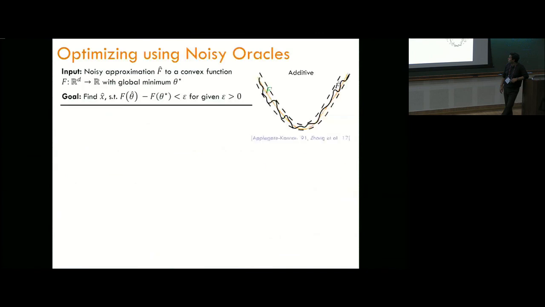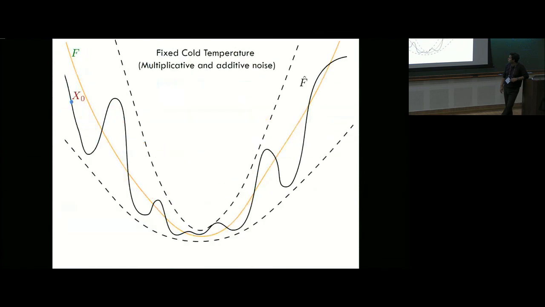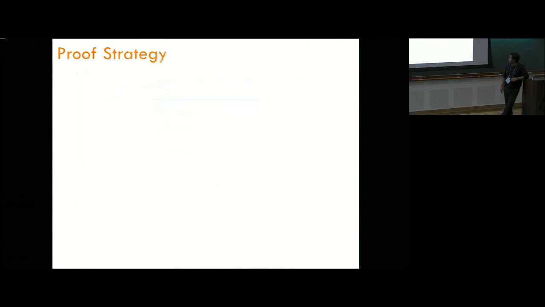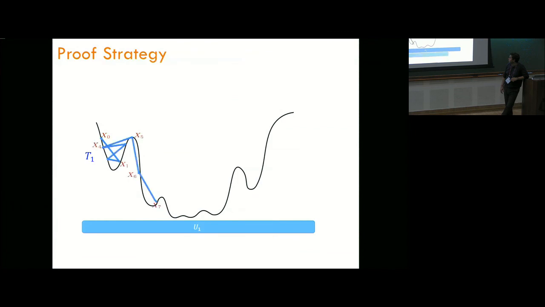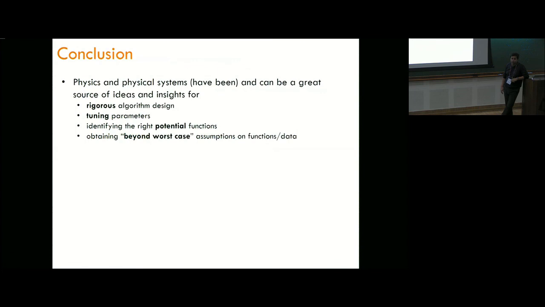I'm going to skip this. This is more statistical physics, but something about non-convex optimization. Let's just conclude in the 1 minute I have.